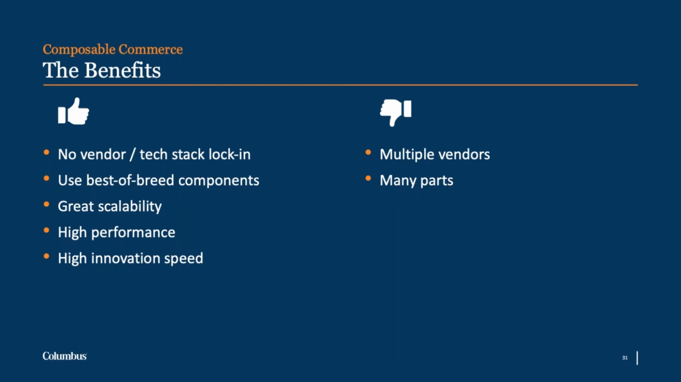But on the flip side, well, you probably will have to deal with more than one vendor. So handling multiple agreements and invoices is a consequence. And the system map will have a few more things on it too, compared to just one big box.